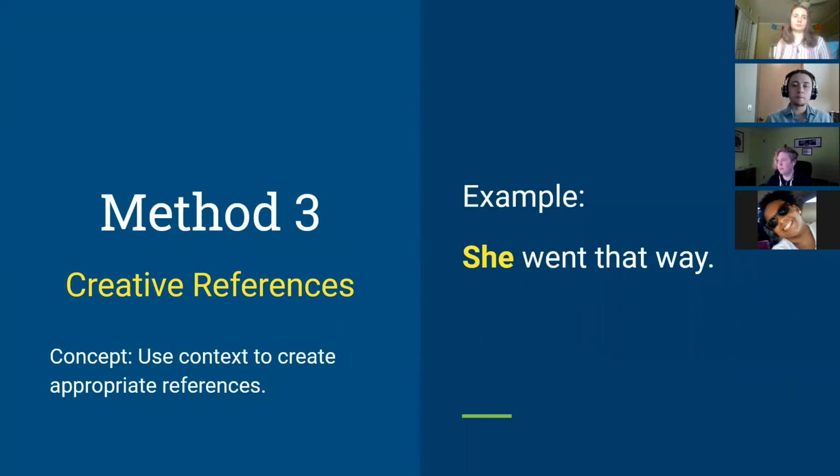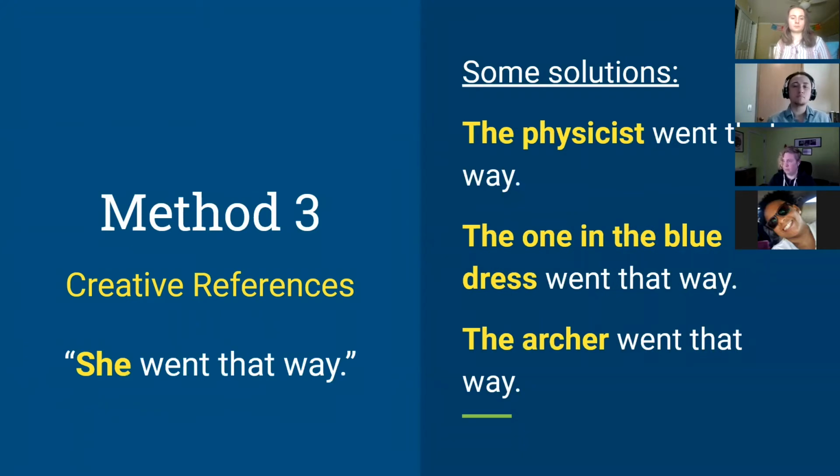So here's my example sentence. She went that way, right? It's really hard to replace she in that sentence without having any other information. So let's make up some context here. Maybe you are at a convention for biologists and one random physicist is there. If you say the physicist went that way, everyone's going to know who you're talking about because this is a biology convention. Why is there a physicist here? I don't know. Maybe this person just really loves learning. The physicist went that way.